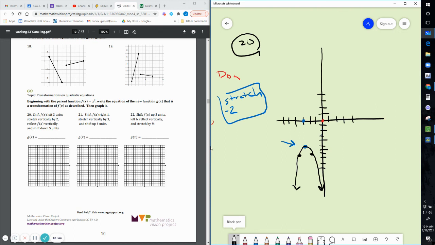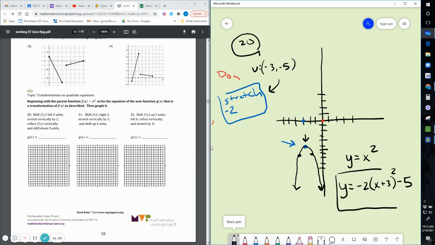And then it says, what's the equation? Well, the normal equation was y equals x squared, but my new vertex is at -3, -5 with a stretch of -2. So I could write it in vertex form. Here's my stretch. Here is my shift to the left, and here is my shift down. And there is my new equation. So let's bring back those skills. Look up how to write an equation in vertex form if you need to. But there's number 20 done for you and graphed. Now you guys can do 21, 22.